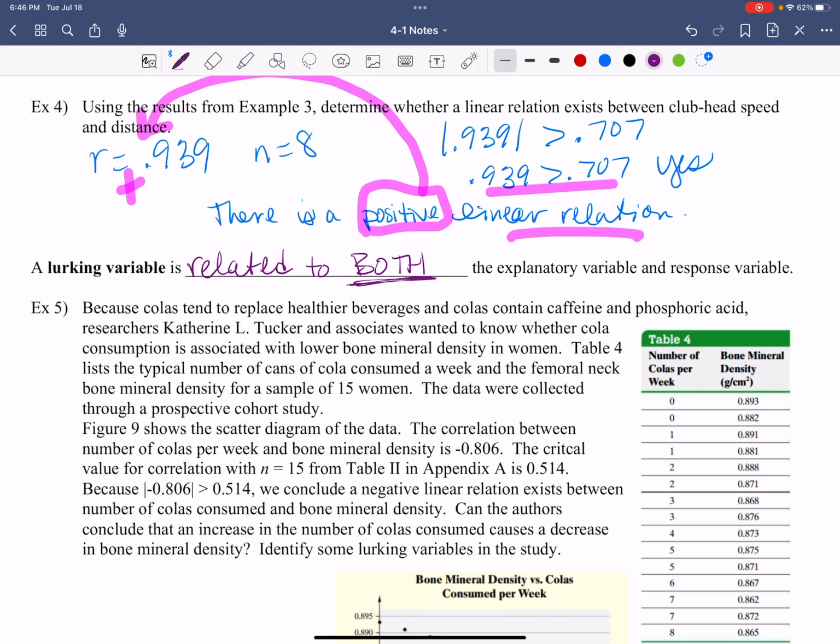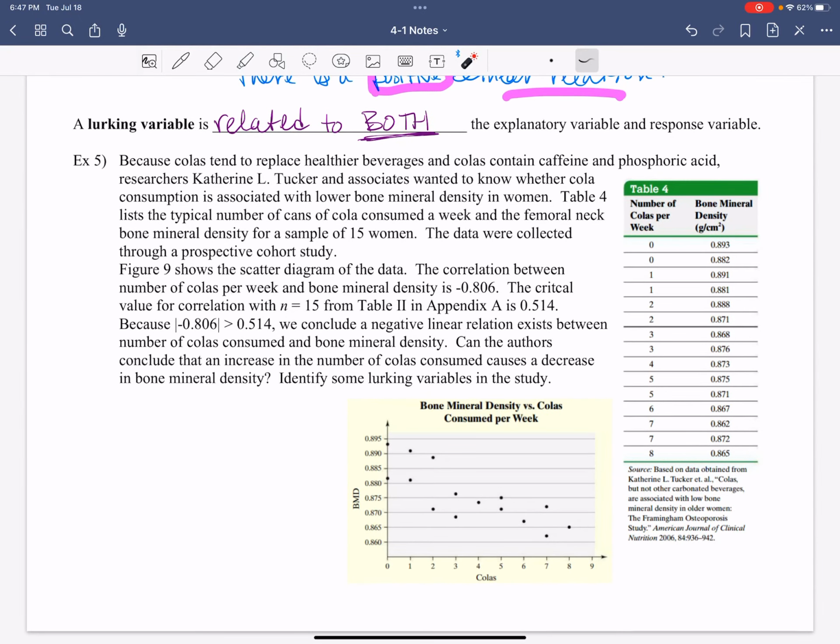All right, because colas tend to replace healthier beverages, and colas contain caffeine and phosphoric acid. Researchers Catherine Tucker and Associates wanted to know whether cola consumption is associated with lower bone mineral density in women. So table 4 over here lists a typical number of cans of cola consumed a week and the femoral neck bone mineral density for a sample of 15 women. The data were collected through a prospective cohort study, which we now know what that is, right? Putting them together and working it through.